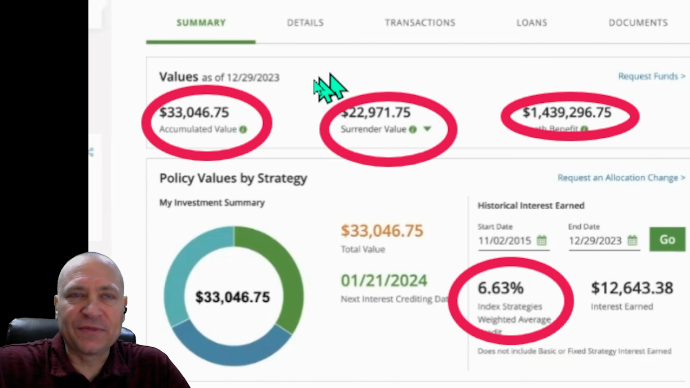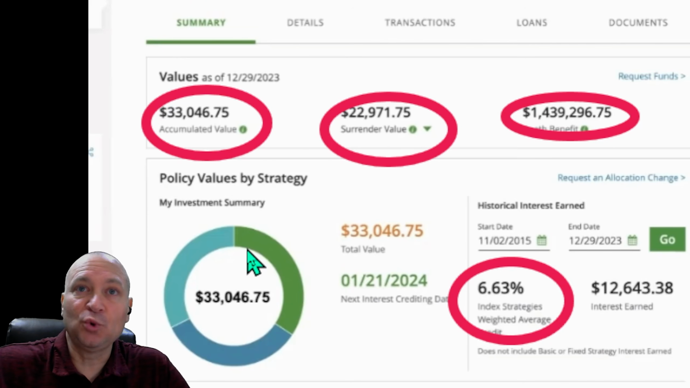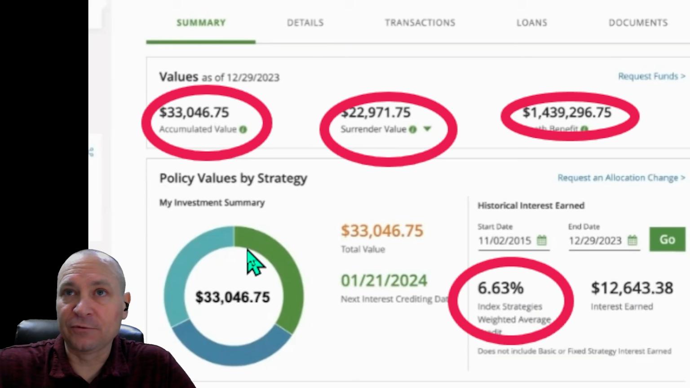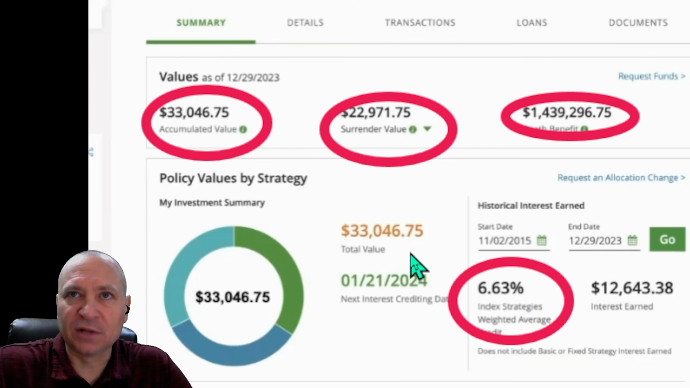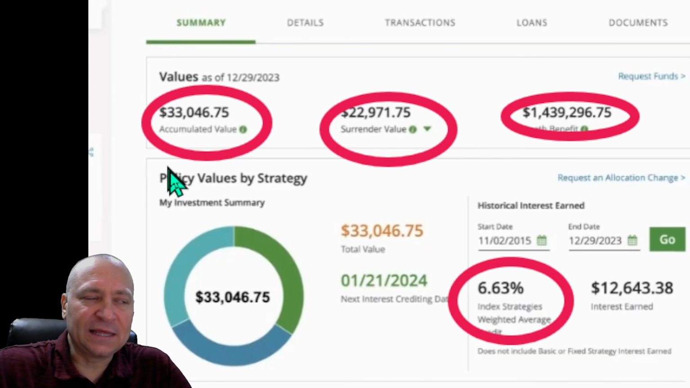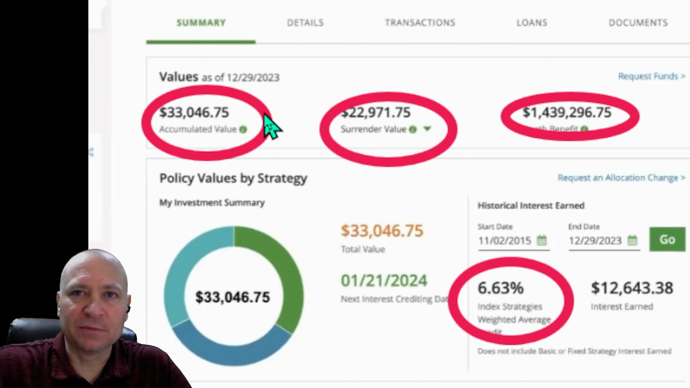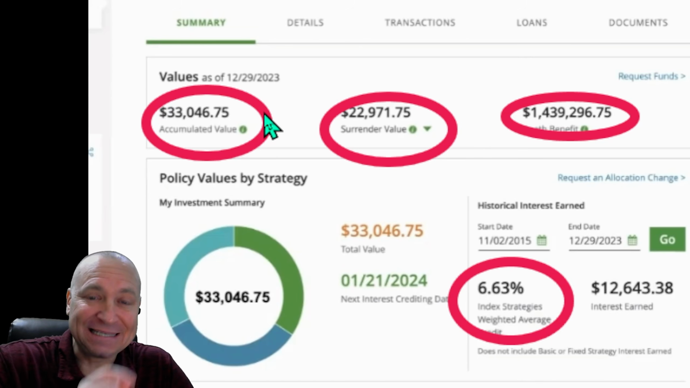It's possible that this policy could still do okay 30 years down the road if we're still getting above a 6% average. This policy can still do just fine. But the problem is, when you've paid in $90,000 over 8 years and you got $30,000 cash value, how excited are you going to be to continue funding that policy? This is one of the biggest problems with these types of policies and these types of designs.